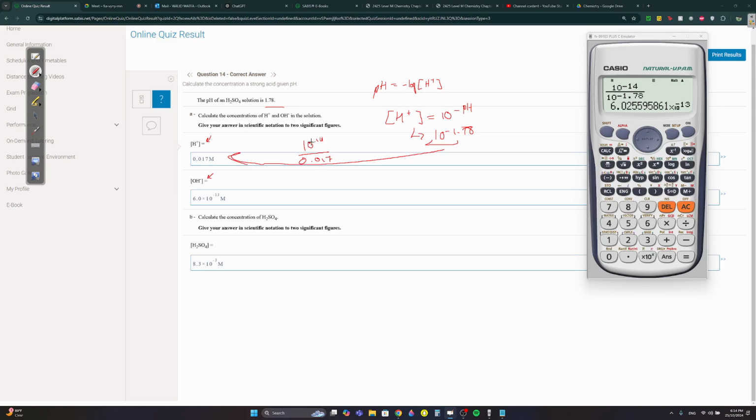So you can just do 10 to the power of minus 14 over 10 to the power of minus 1.78. Don't use the rounded answer. Use the exact answer you got from part A. You get what I mean.